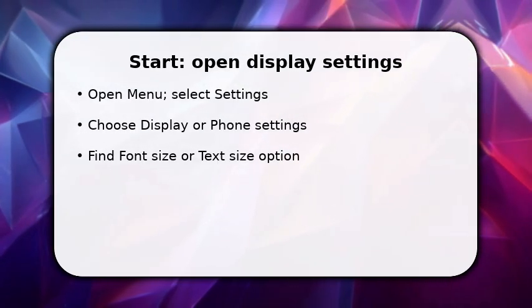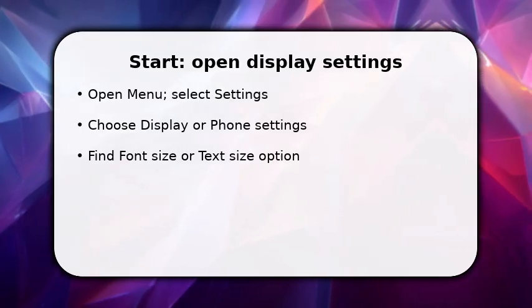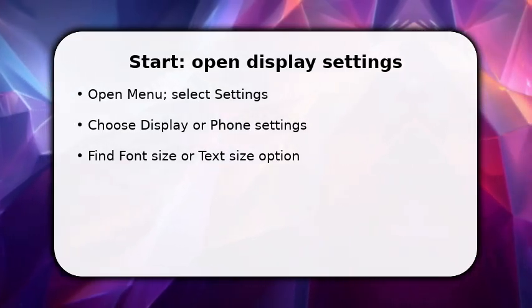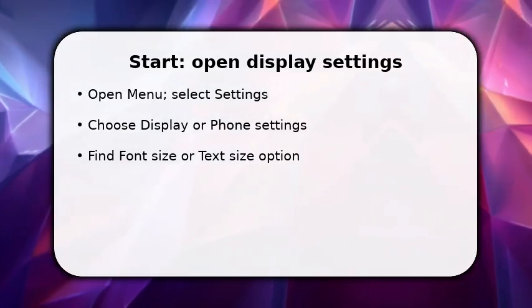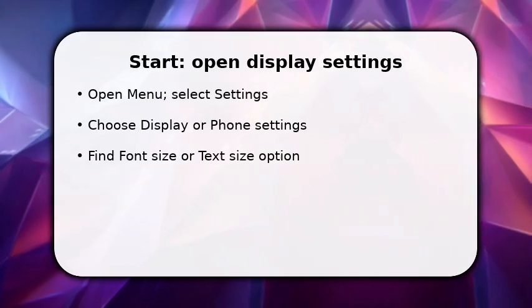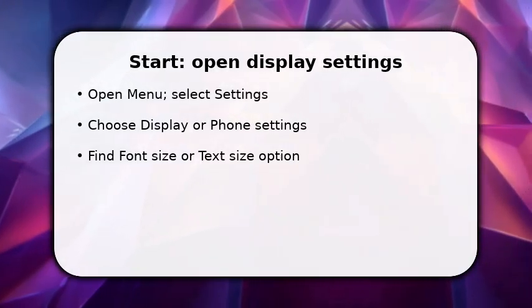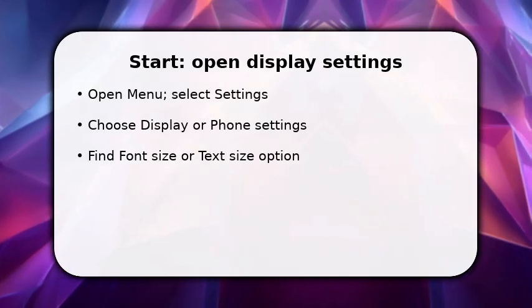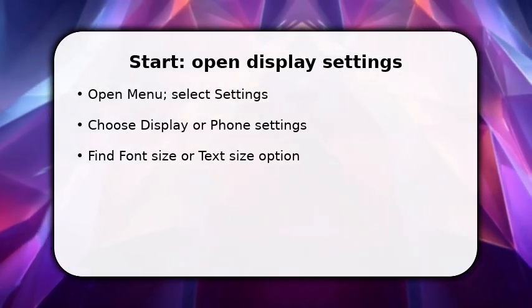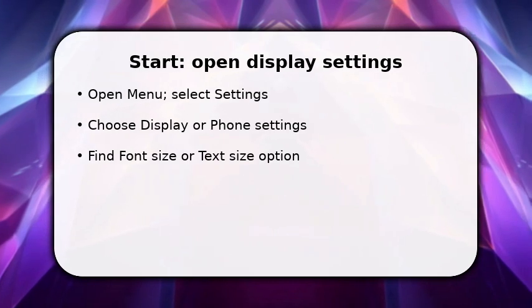You need to locate font size or text size. Models label it slightly differently. Make the change from the first available options to test readability. Doing this now changes system text, which is faster than adjusting each app. It affects menus, lists, and core UI for immediate feedback.